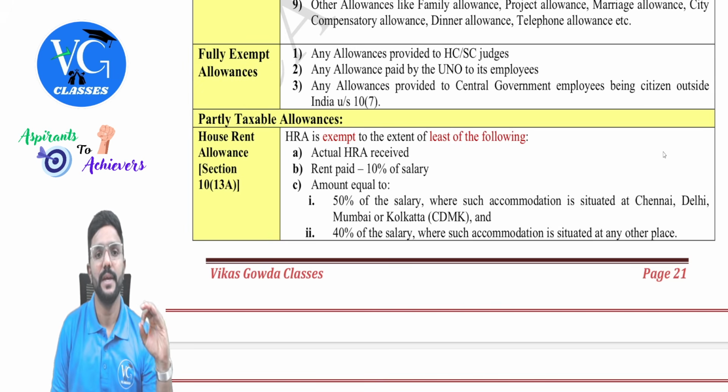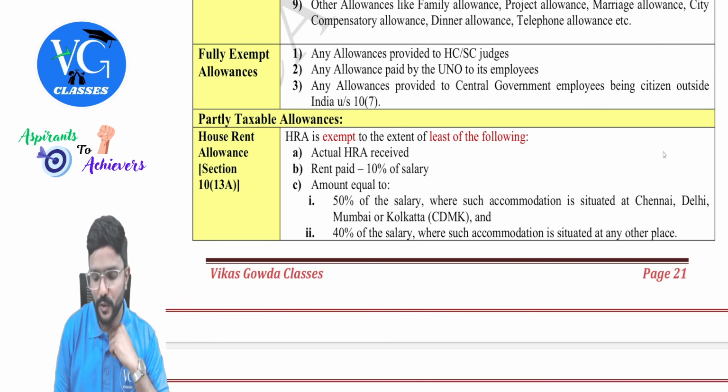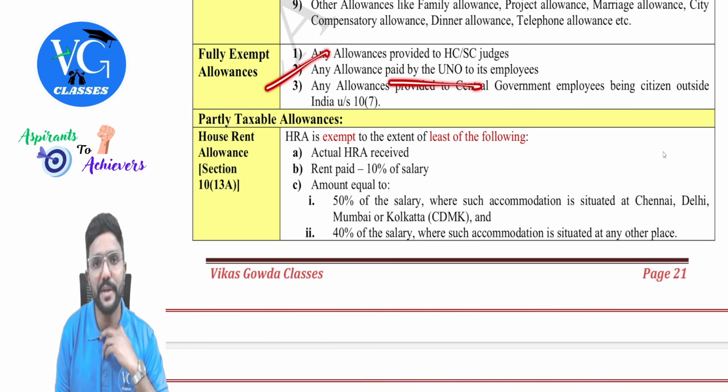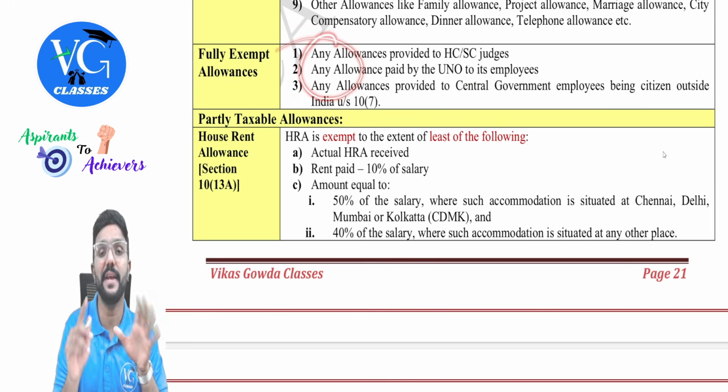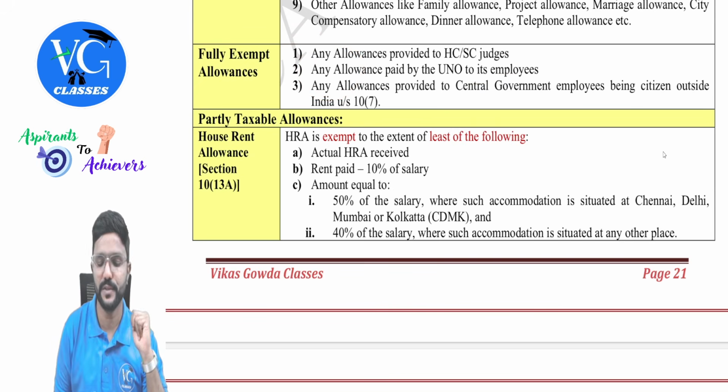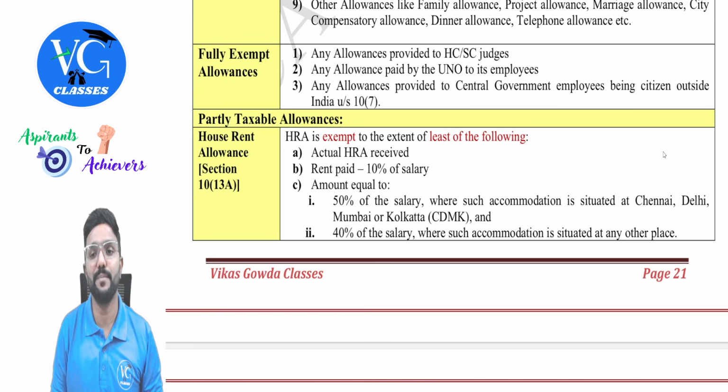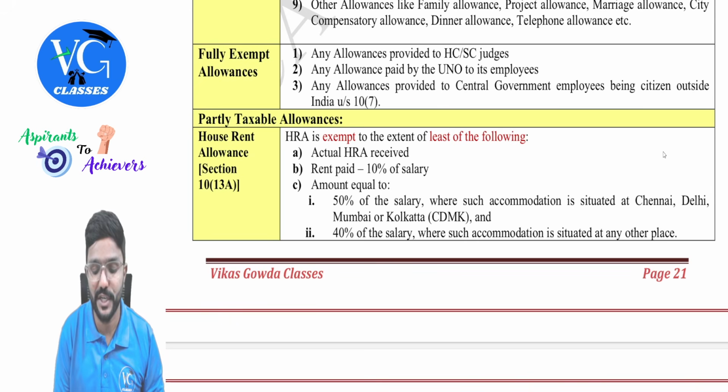Fully exempt allowances. Any allowances provided to High Court or Supreme Court judges, any is exempt. Same way, any allowances paid by UNO, that is United Nations Organization, to its employees is fully exempt. And please be careful, they are using the word any. Any means anything, any allowance. Last one, any allowances provided to the central government employees being citizen outside India as per section 10(7).